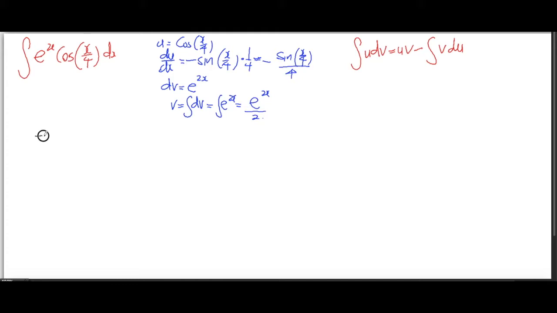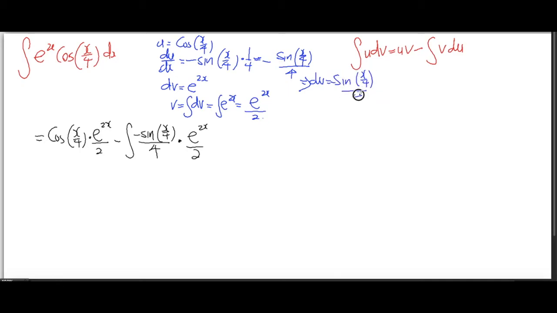So the uv here is cos x over 4, that's our u, multiplied by e to the power of 2x over 2, minus integrating v du. V is negative sine x over 4 over 4, multiplied by du, e to the power of 2x over 2. So this is another working. I can write it here: du is you take dx and multiply, so it will give us du equals negative sine x over 4 over 4 dx.